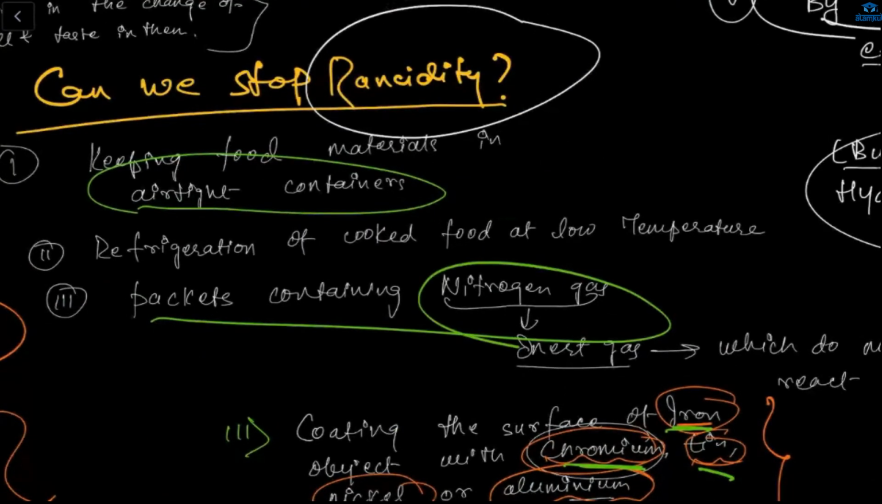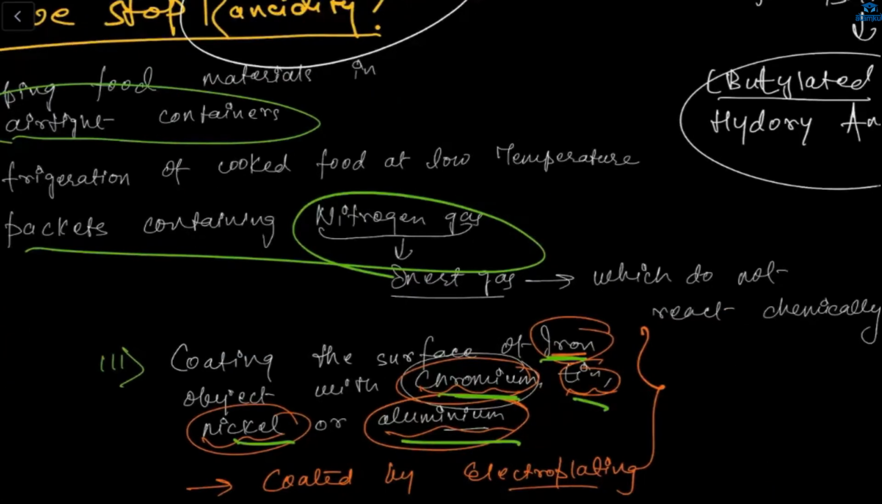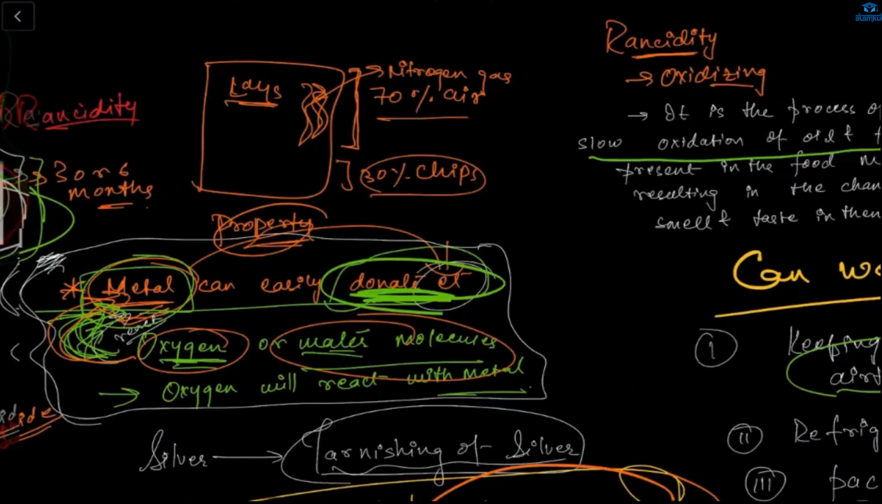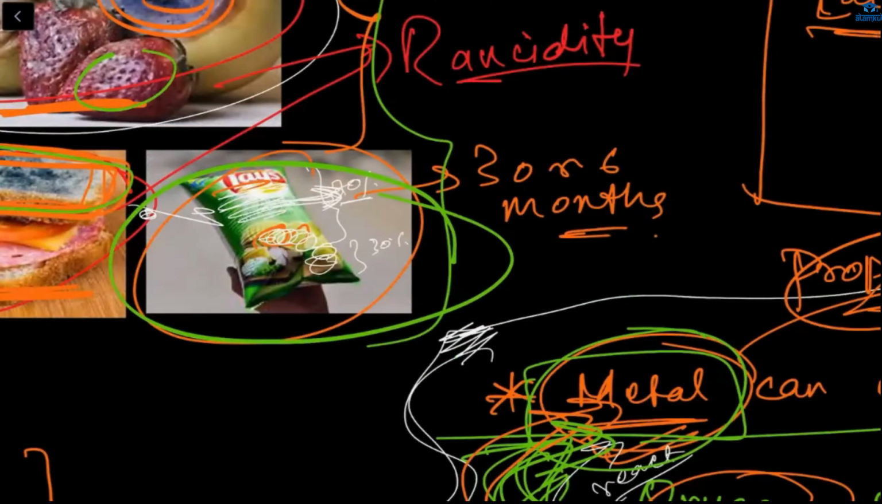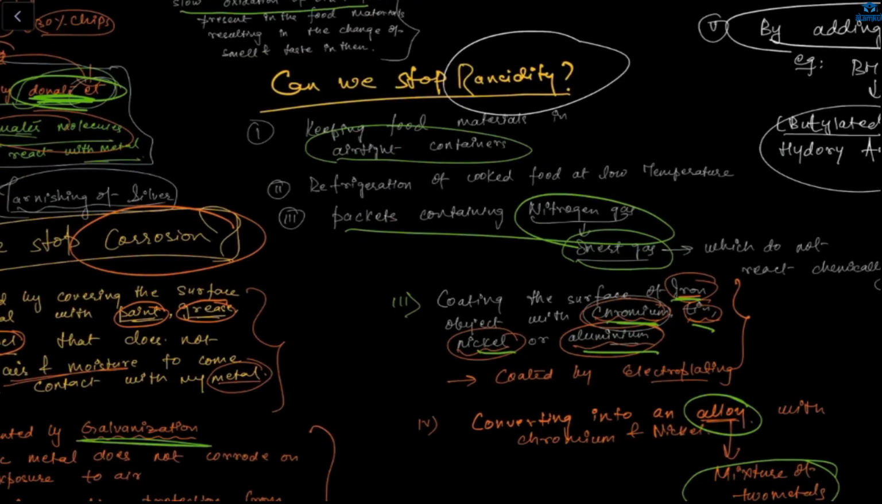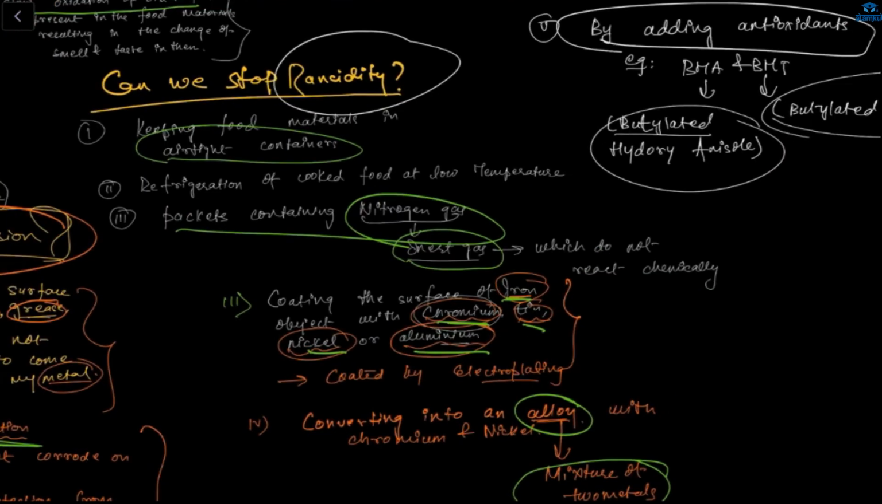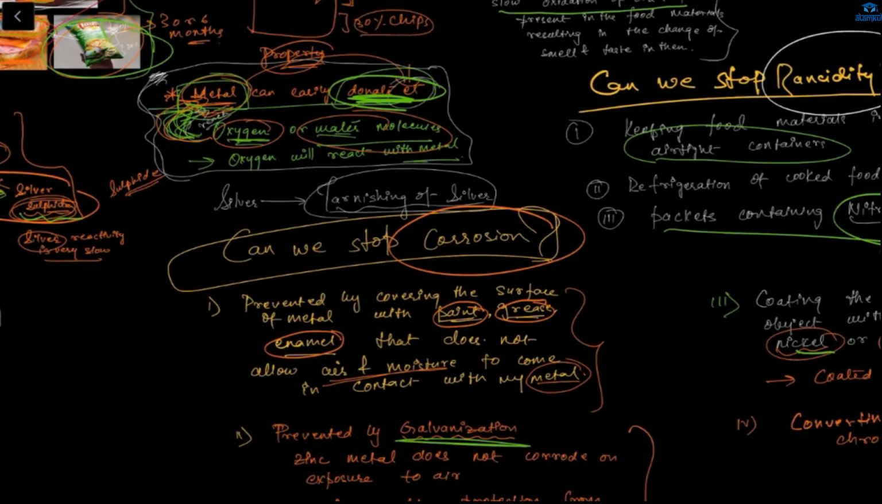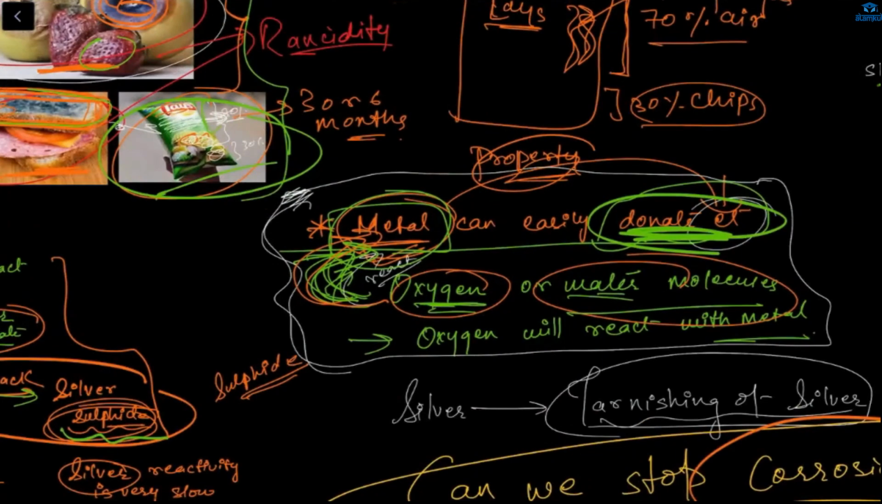Packets containing nitrogen gas. This is a very important point, because nitrogen gas is an inert gas. And what is an inert gas? One which does not react chemically. That's why in Lays or any chips or Kurkure packet, they fill it with 70% or 50% nitrogen gas, because nitrogen gas will not react chemically, while any other gas would start reacting chemically. That's why we put nitrogen gas here.